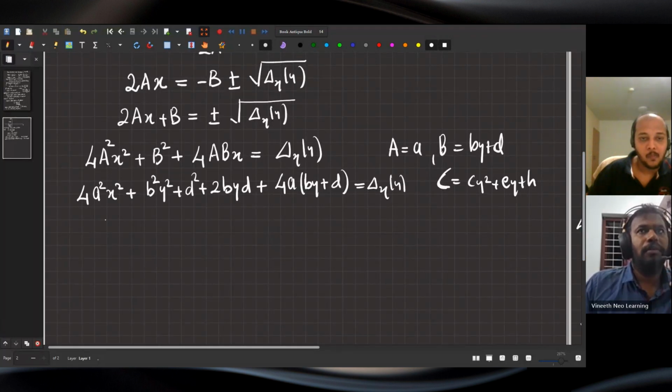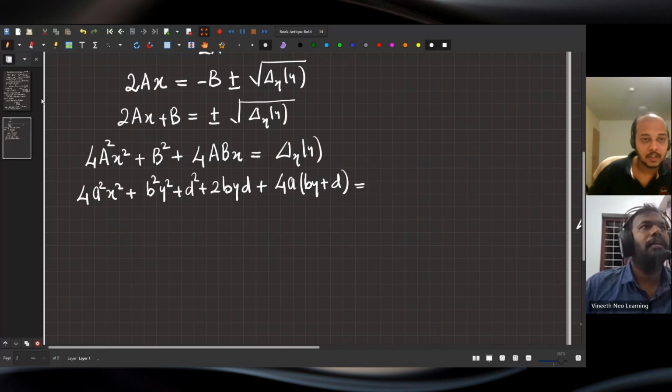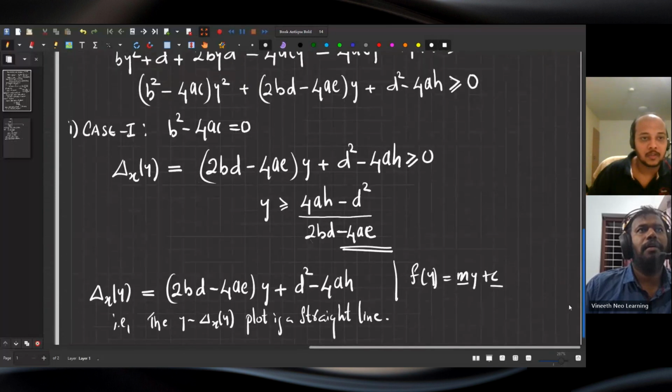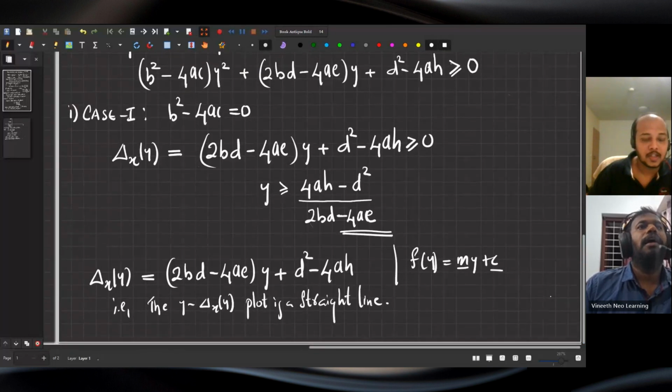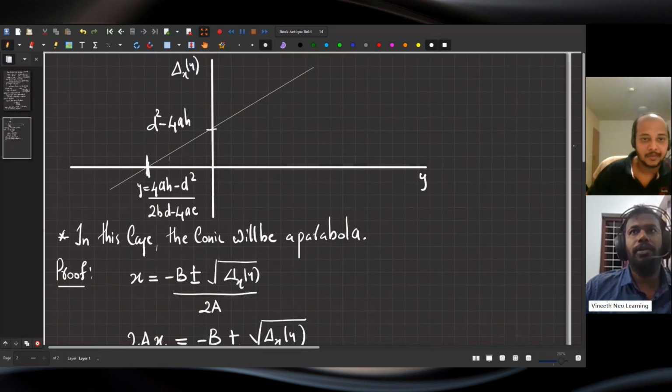Let's write what delta x of y is. We have found it earlier: 2bd minus 4ae times y, exactly, because we have assumed that b squared minus 4ac is 0. And we have to show that the curve we are getting will be a parabola. Okay, that's what we want to show.